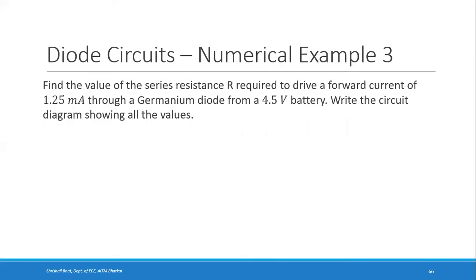Previously, we have seen some equivalent circuits of the diode, and we have also solved some numerical examples on that. Today, we will continue the numerical examples. This is the next question we have. This is the same question I had given in the assignment in the previous class.